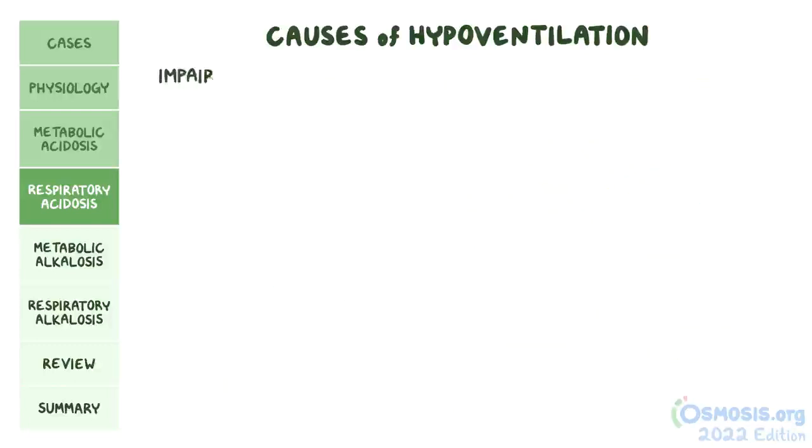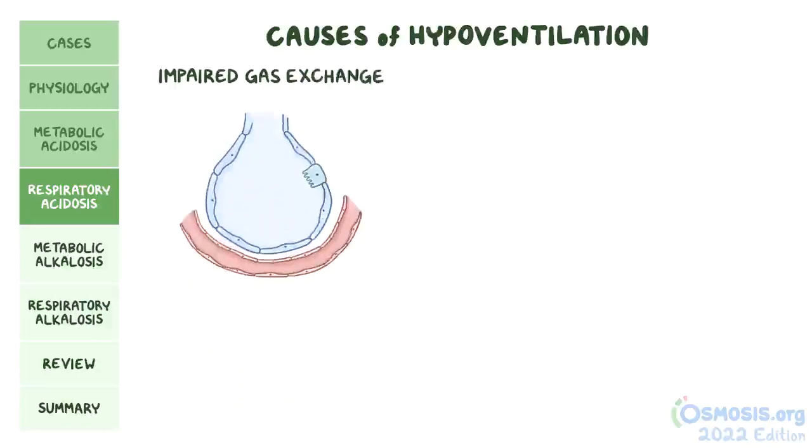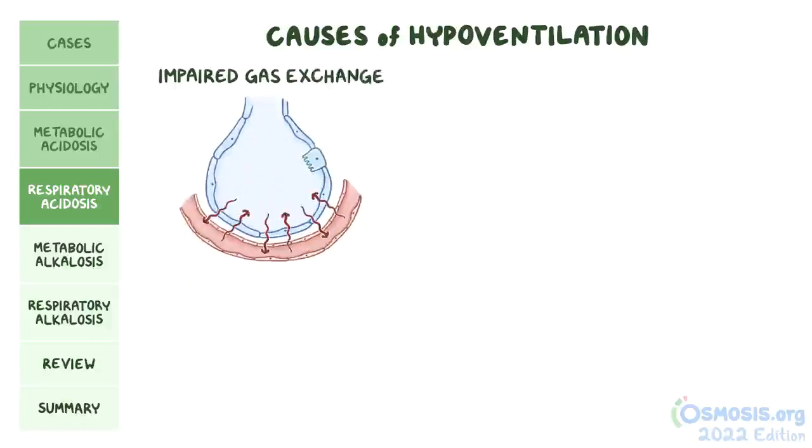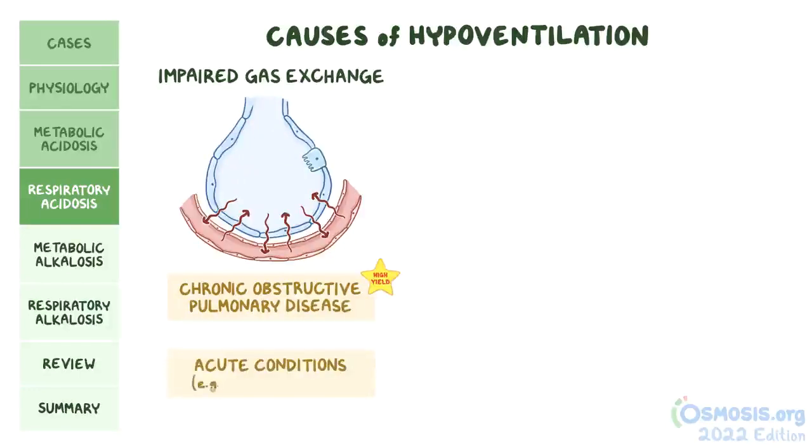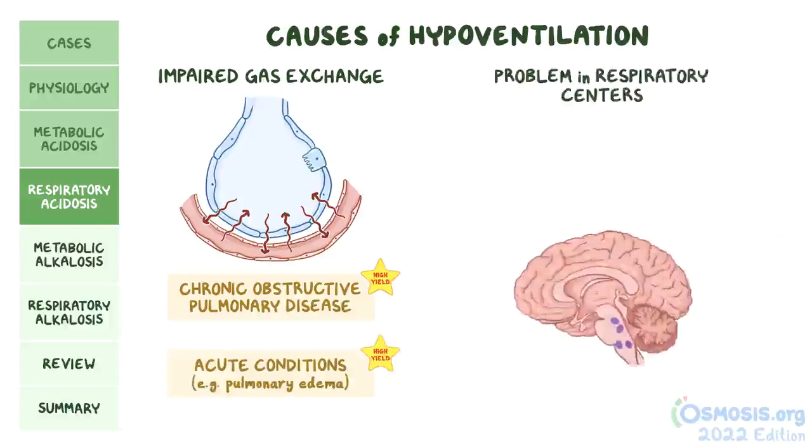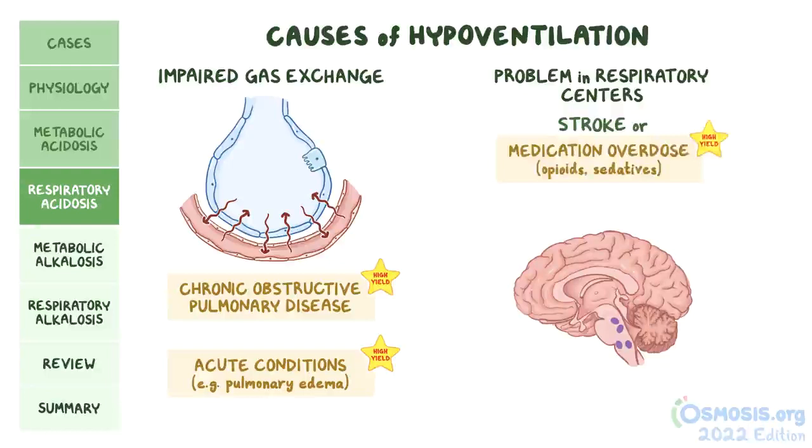There might also be impaired gas exchange between the alveoli and the capillaries. That might happen if alveoli are damaged from chronic obstructive pulmonary disease, or in acute conditions like pulmonary edema. Sometimes the problem isn't in the lungs themselves, but in the respiratory centers of the brainstem. After a stroke or a medication overdose, like with opioids or sedatives, the respiratory centers can slow their rate of firing, so breathing becomes extremely slow or stops entirely.